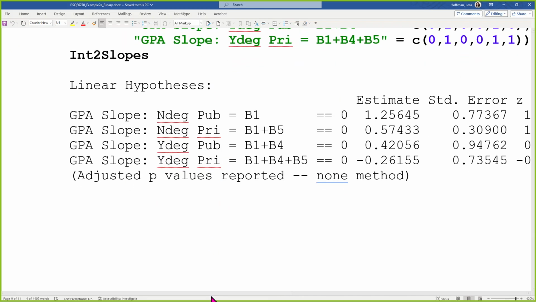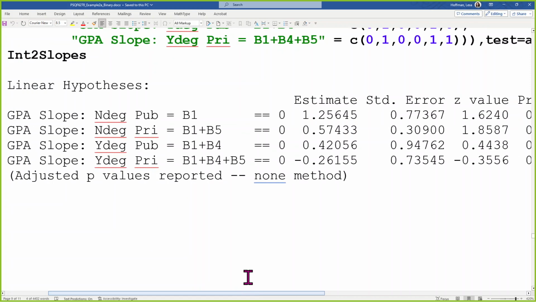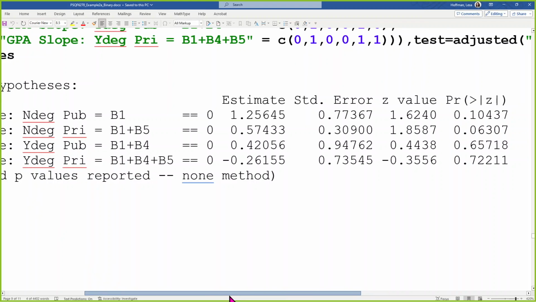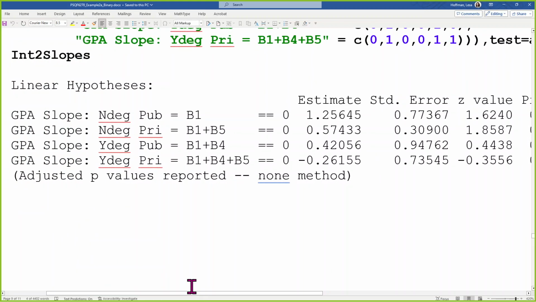So here are the results of those simple slopes. It looks like the effect of GPA is not significant within any of these subgroups, whereas it was when you put it all together. So this is more likely a power issue. You're dividing up your sample, so there are fewer people to contribute to each of the slopes.